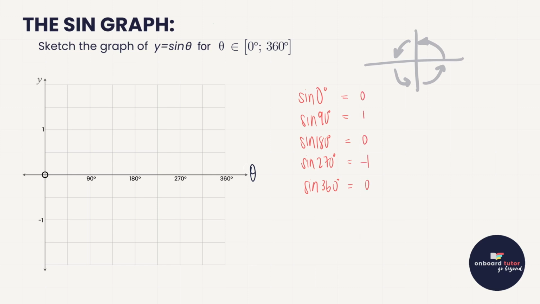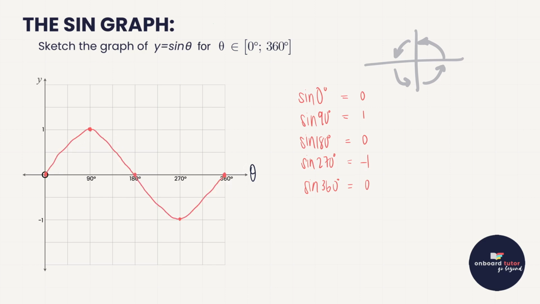So sine of 0 gives us a y value of 0. Sine of 90 degrees gives us a 1. Sine of 180 is 0. Sine of 270 is minus 1. Sine of 360 is 0. And so here we have what is known as a sine wave.